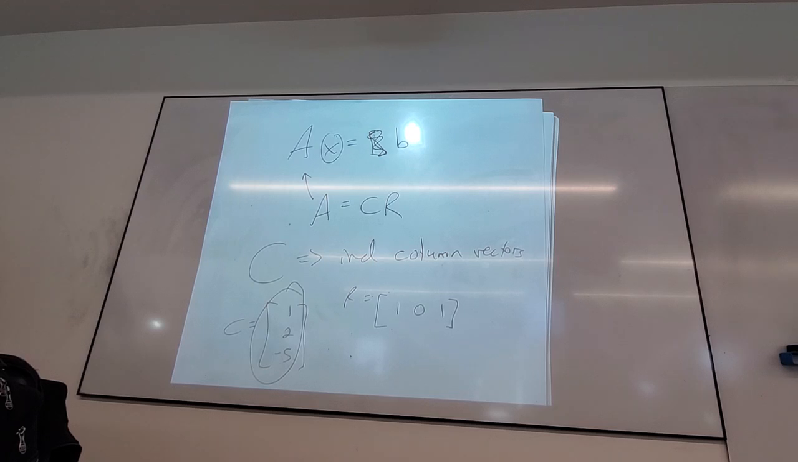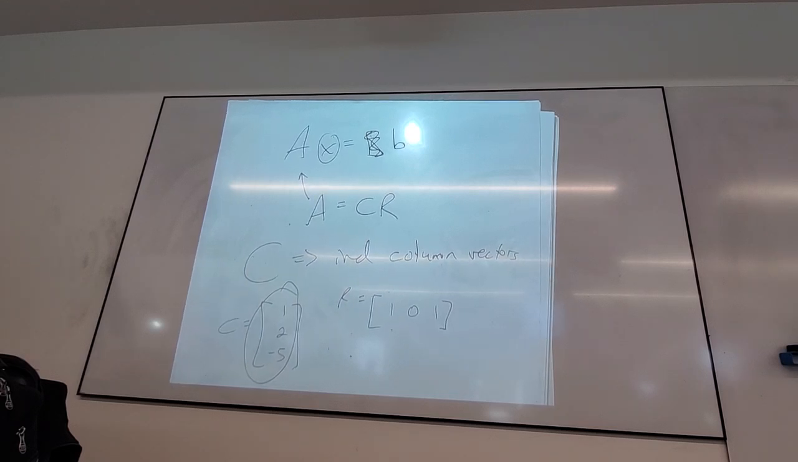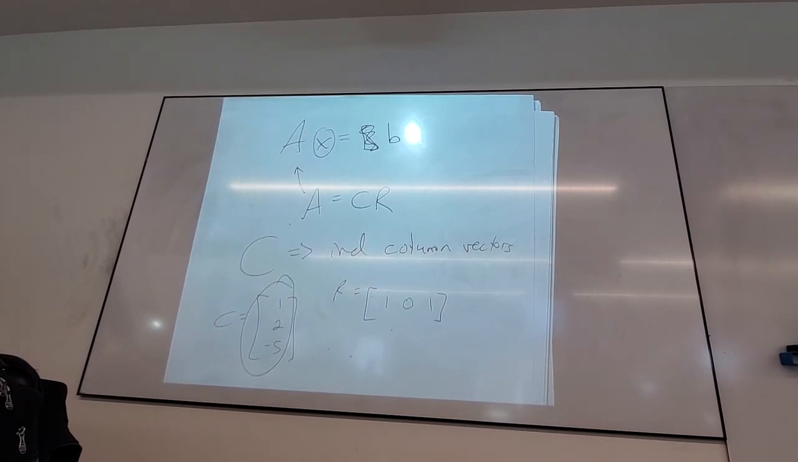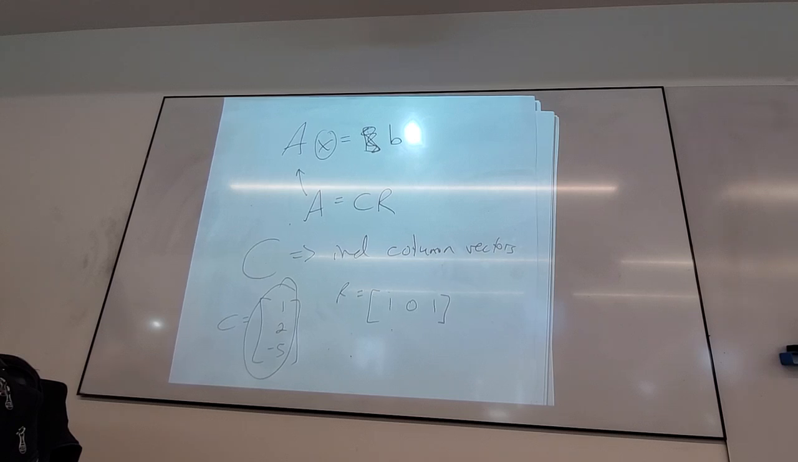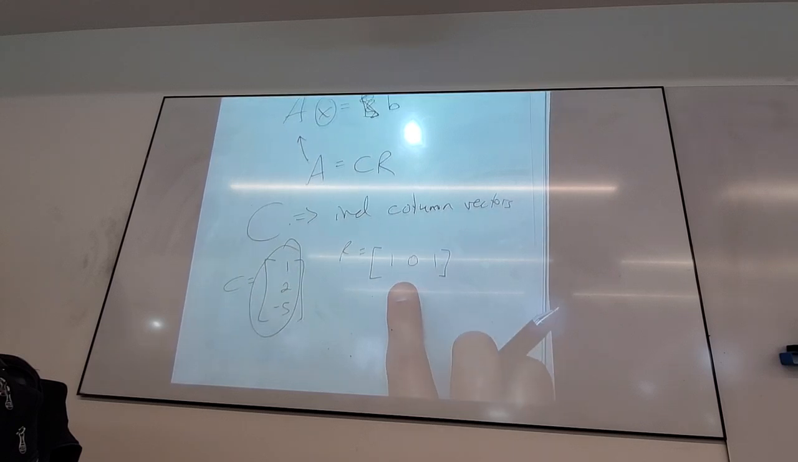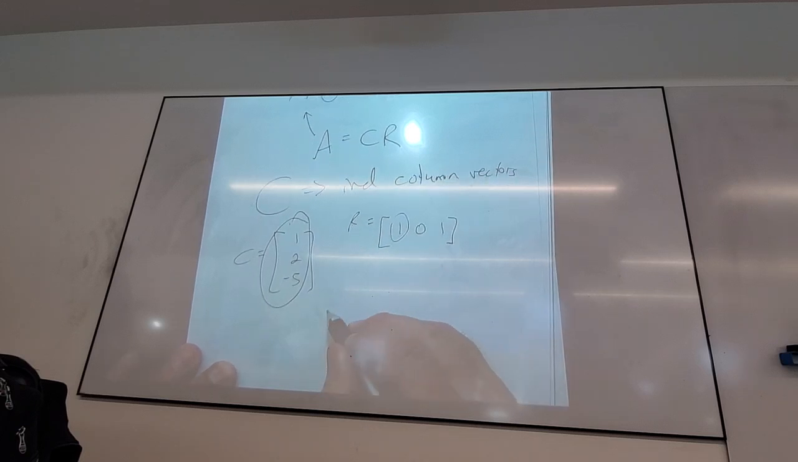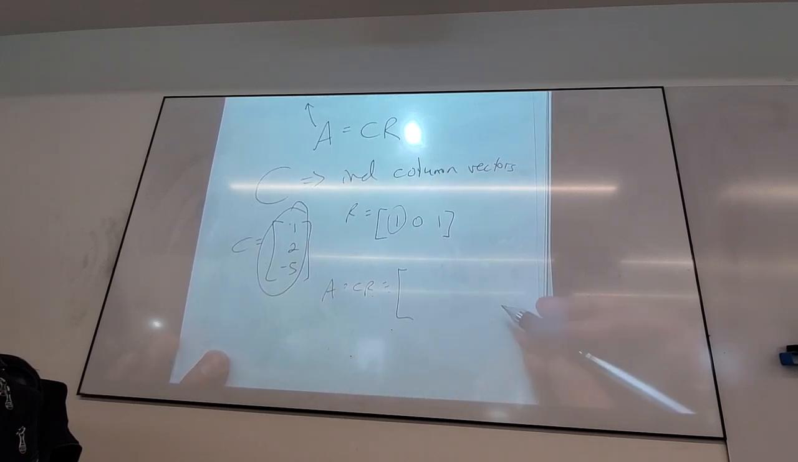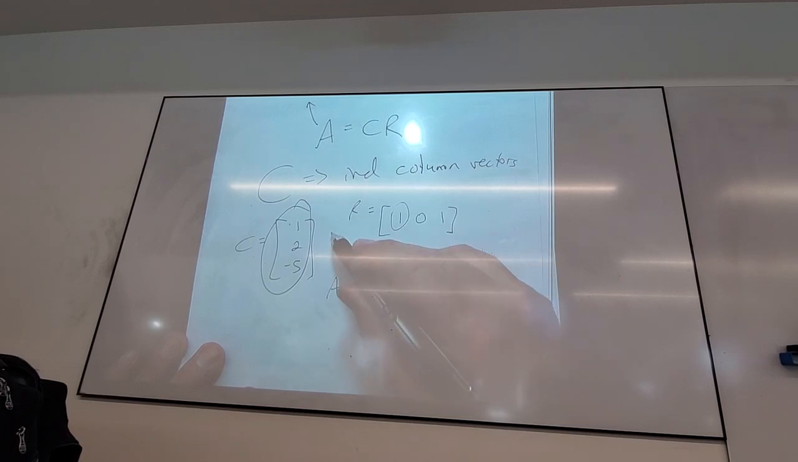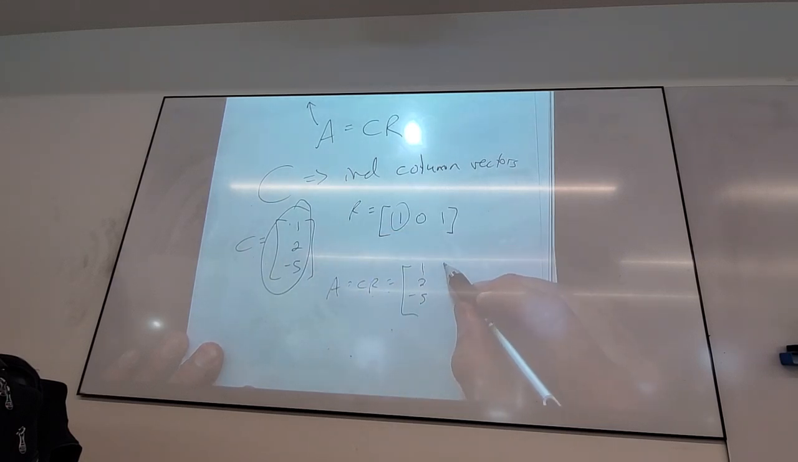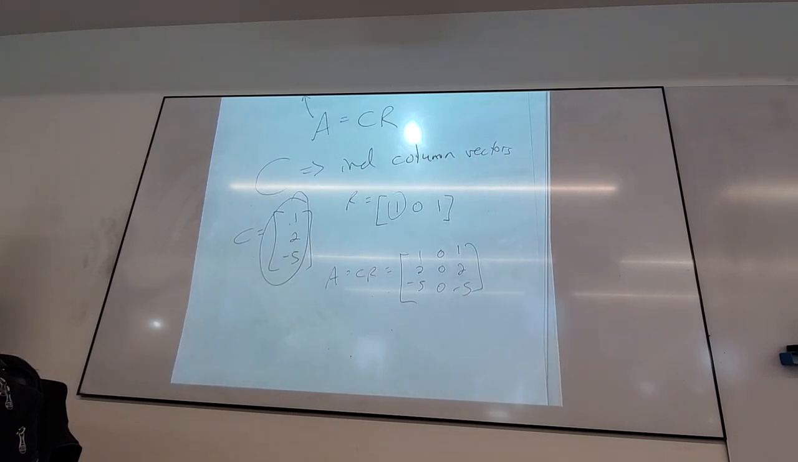Okay. In fact, let's see. If I multiply these together, what does this 1 mean? Do I actually have to full on multiply, or is there a bit of a shortcut here? Yeah, the first column is going to be 1, 2, negative 5. The second column is going to be zeros. And the third column is going to be 1, 2, negative 5. So this is very obviously rank 1.